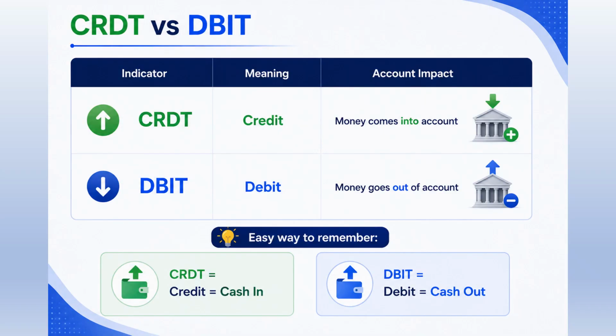One of the most important concepts to remember is the difference between CRDT and DBIT. CRDT means credit, money comes into the account. DBIT means debit, money goes out of the account. Here's an easy memory trick. CRDT equals credit equals cash in. DBIT equals debit equals cash out. Whenever you're reading a camt.054 message, this indicator helps you immediately understand the direction of the account movement.